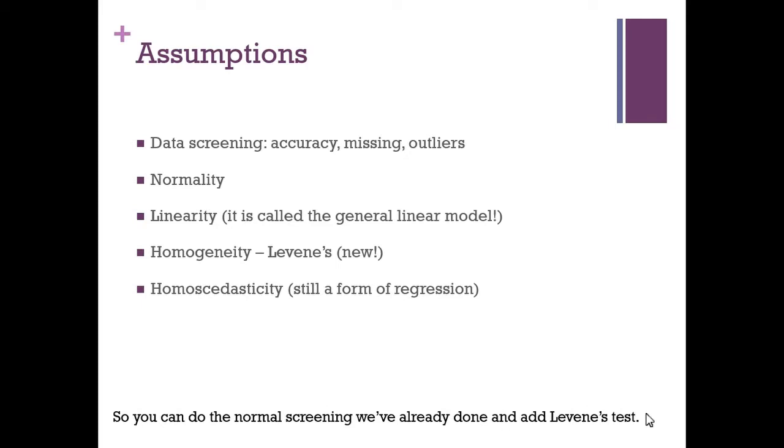Normality, so if we have at least 30 people, that would be okay. Linearity is especially important because this is still the linear model. Homogeneity, but now we're going to talk about Levene's. We haven't talked about how to calculate Levene's, so we're going to add that. And homoscedasticity. It's still a form of regression, so you still have to check for that. So this is your normal data screening, but now we're going to add Levene's to it.